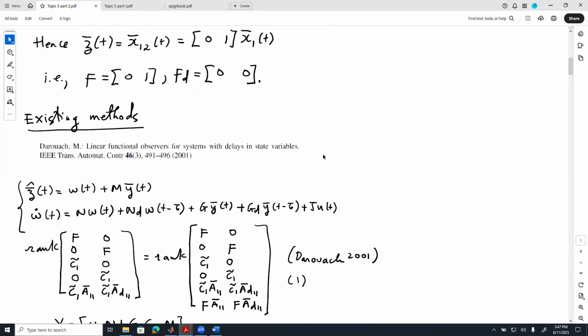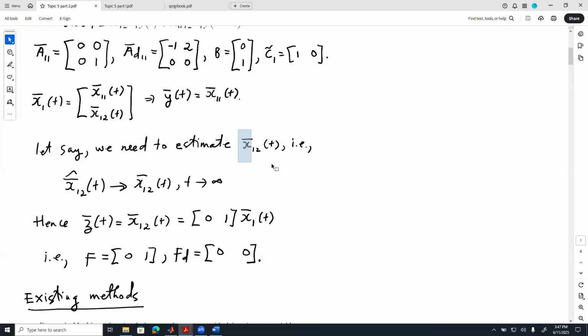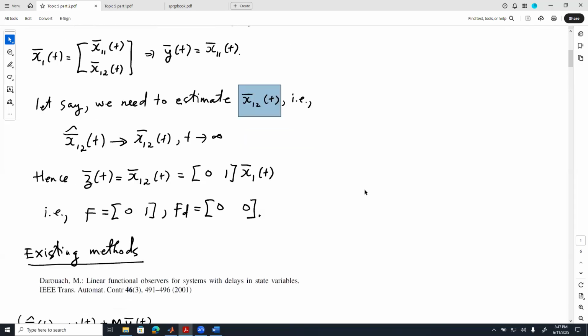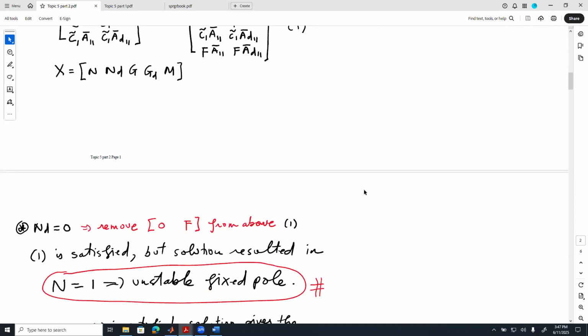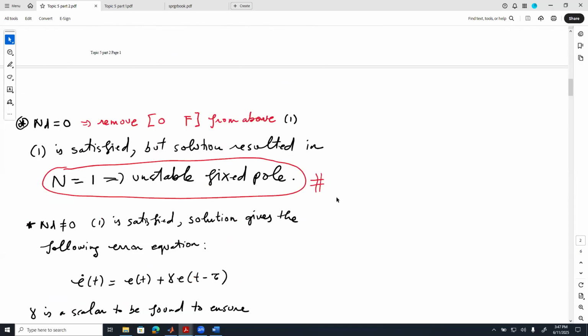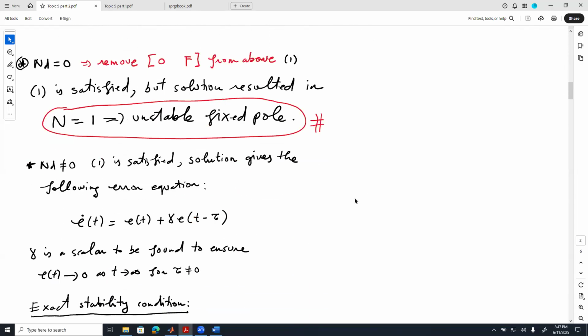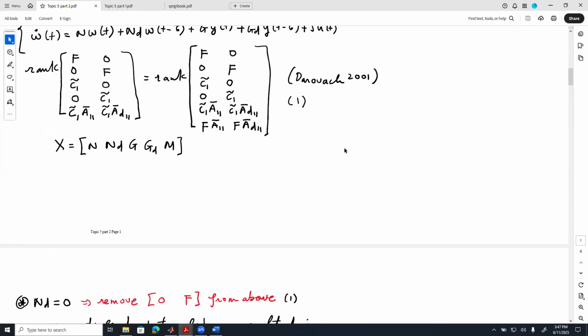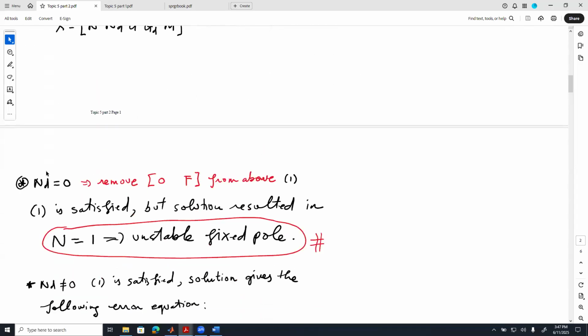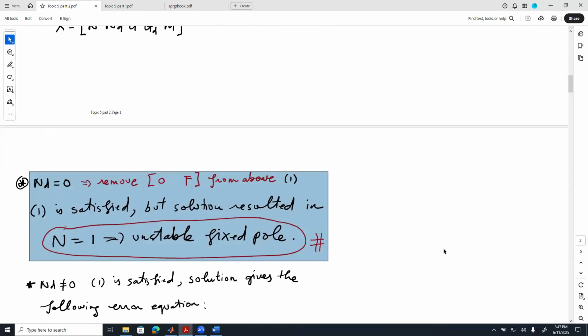estimating this unmeasurable state variable first using an existing method seems to be a problem here, because sometimes we might not always be able to do that. And this is an example that demonstrates it. Okay. And bear in mind that if the observer is without internal delay, definitely nothing can be done about it because of the unstable fixed pole.